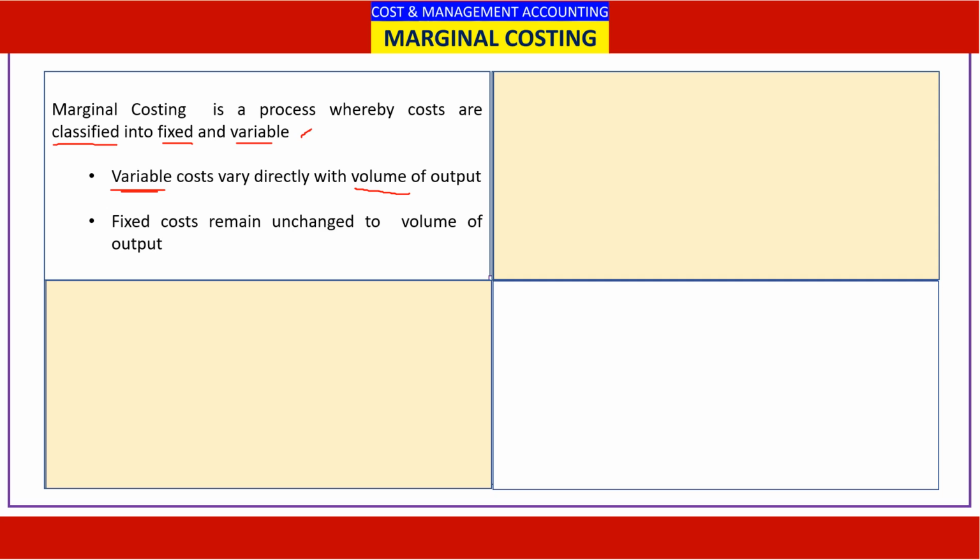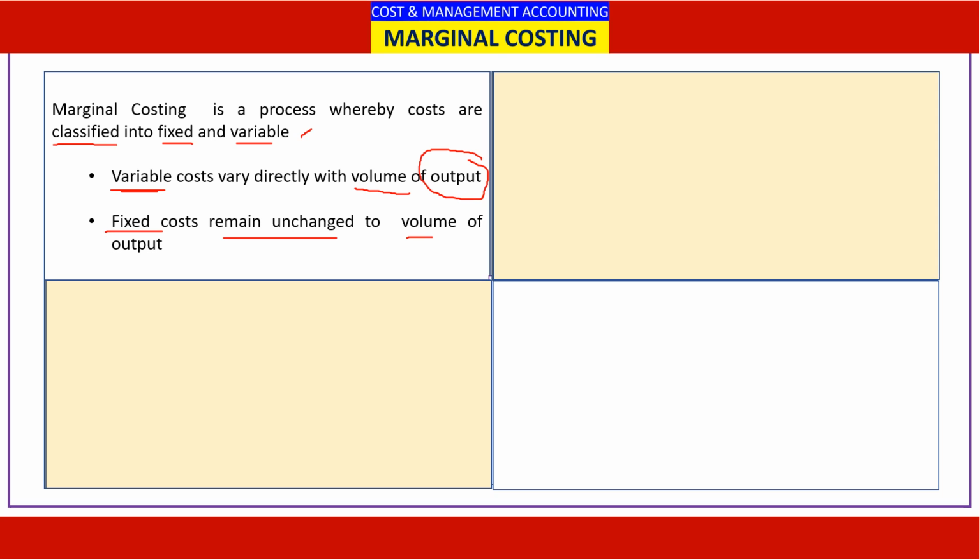And the second classification it makes is fixed costs. Fixed costs are not linked directly to output. They remain unchanged with the volume of output. For example, you give rent to the building where your facility is housed. The rent is related not to volume of production, but to time. It is a fixed cost. Marginal costing makes this basic distinction. Take a cost and identify, is it related to output or is it related to time?